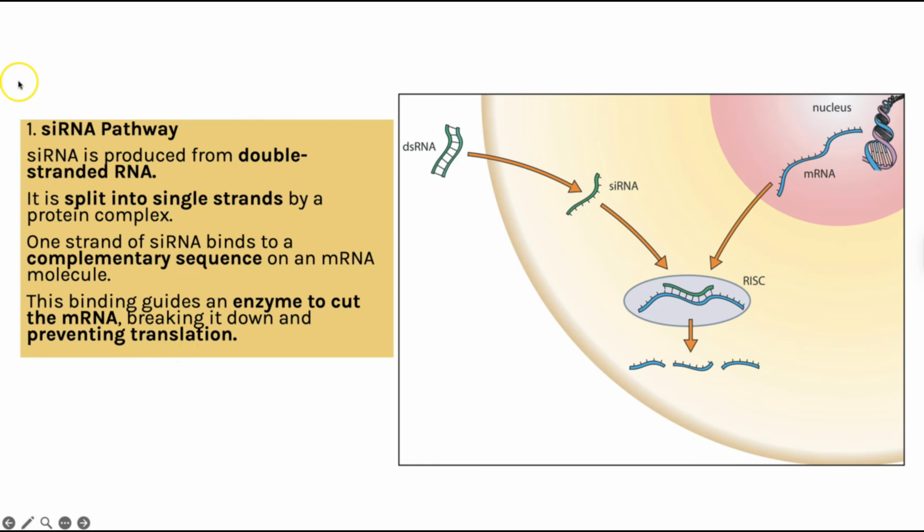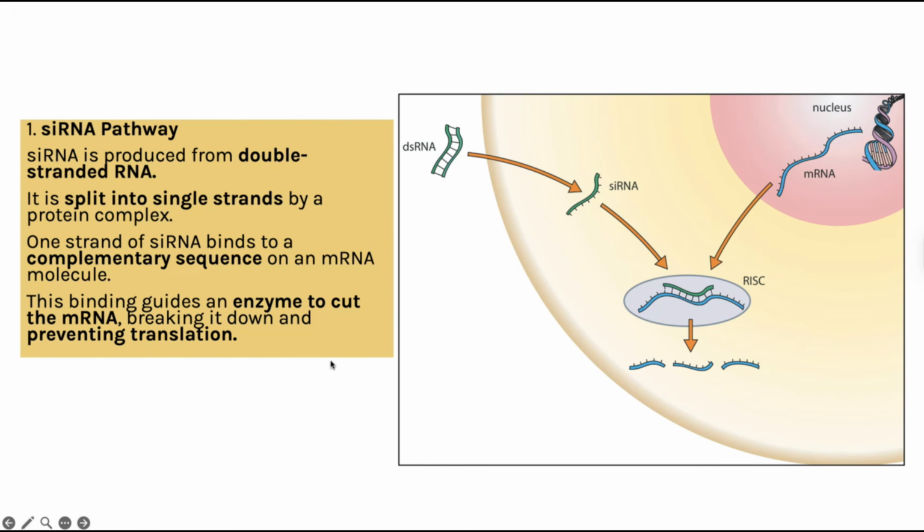The way this works then is in terms of siRNA, which we can see here. siRNA is produced from double-stranded RNA, and it splits into a single strand. It then is going to bind to a protein to make a complex, and one strand of that siRNA will bind to a complementary sequence of mRNA that's just been transcribed. And once it's bound to the siRNA in that protein complex, that protein is actually an enzyme that can cut up the mRNA.